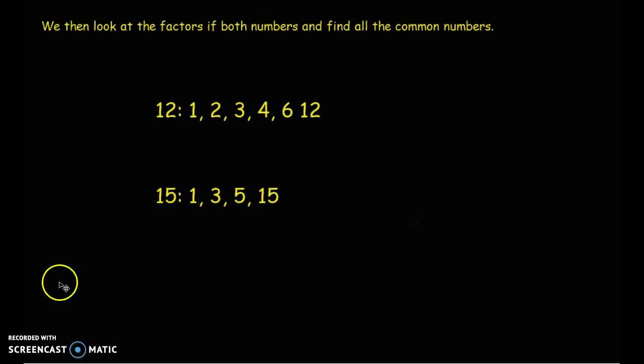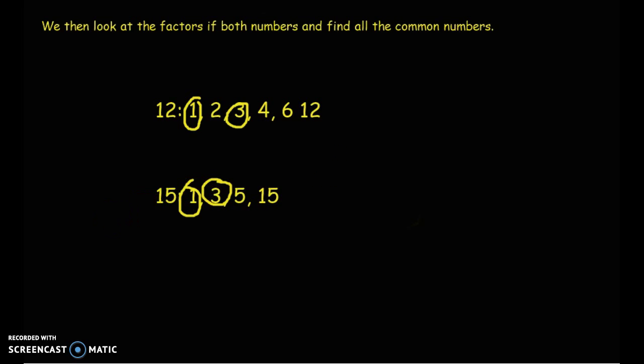Now we take a look at the factors of 12 and the factors of 15, and we look for what factors are common amongst the 12 and the 15. And here we see that we have 1, that's common between the two, and 3. These are common between the factors of 12 and 15.